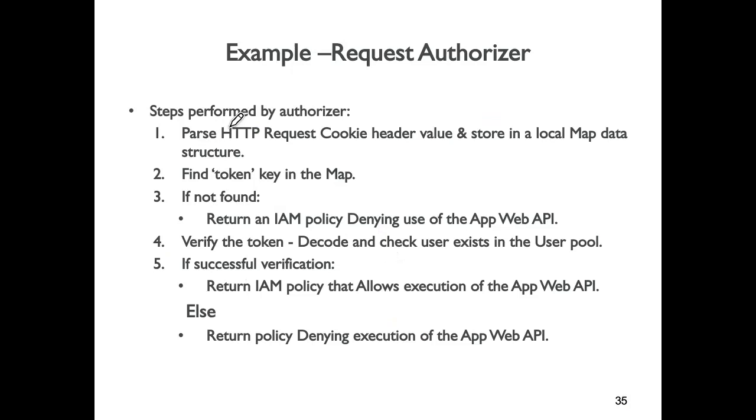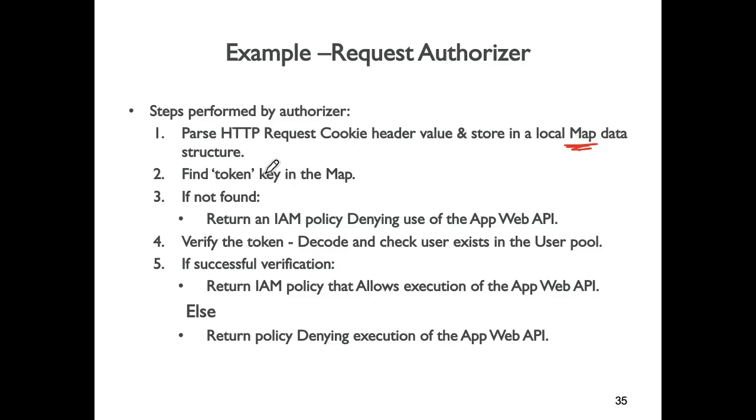The first thing it has to do is look at the HTTP request cookies header. In general, the HTTP request cookies header is a big long string, but it's made up of key value pairs. There could be more than one cookie in the request cookie header. So in the code, I'm taking the cookie header string and parsing it and putting the results into a standard map data structure. Each key in the map represents one cookie key, and the value represents the cookie value.